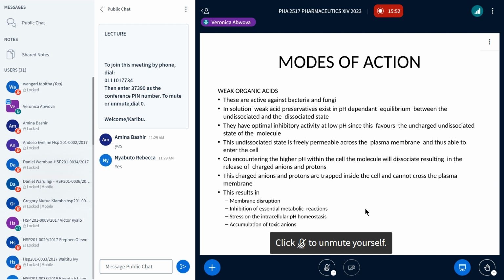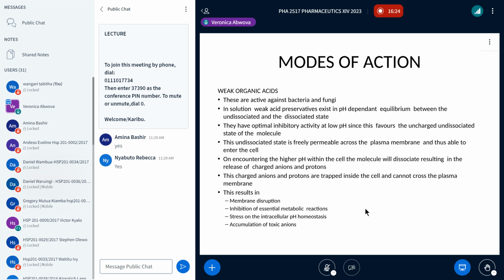So what we are saying is, at low pH, these organic acids are undissociated, okay? They are non-ionized. Because of this non-ionized form, they are able to easily cross the membrane. But when they get into the cell, because the pH within the cell is higher, they become ionized. Now, the problem is when they ionize, they become trapped within the cell, so they cannot cross the plasma membrane.